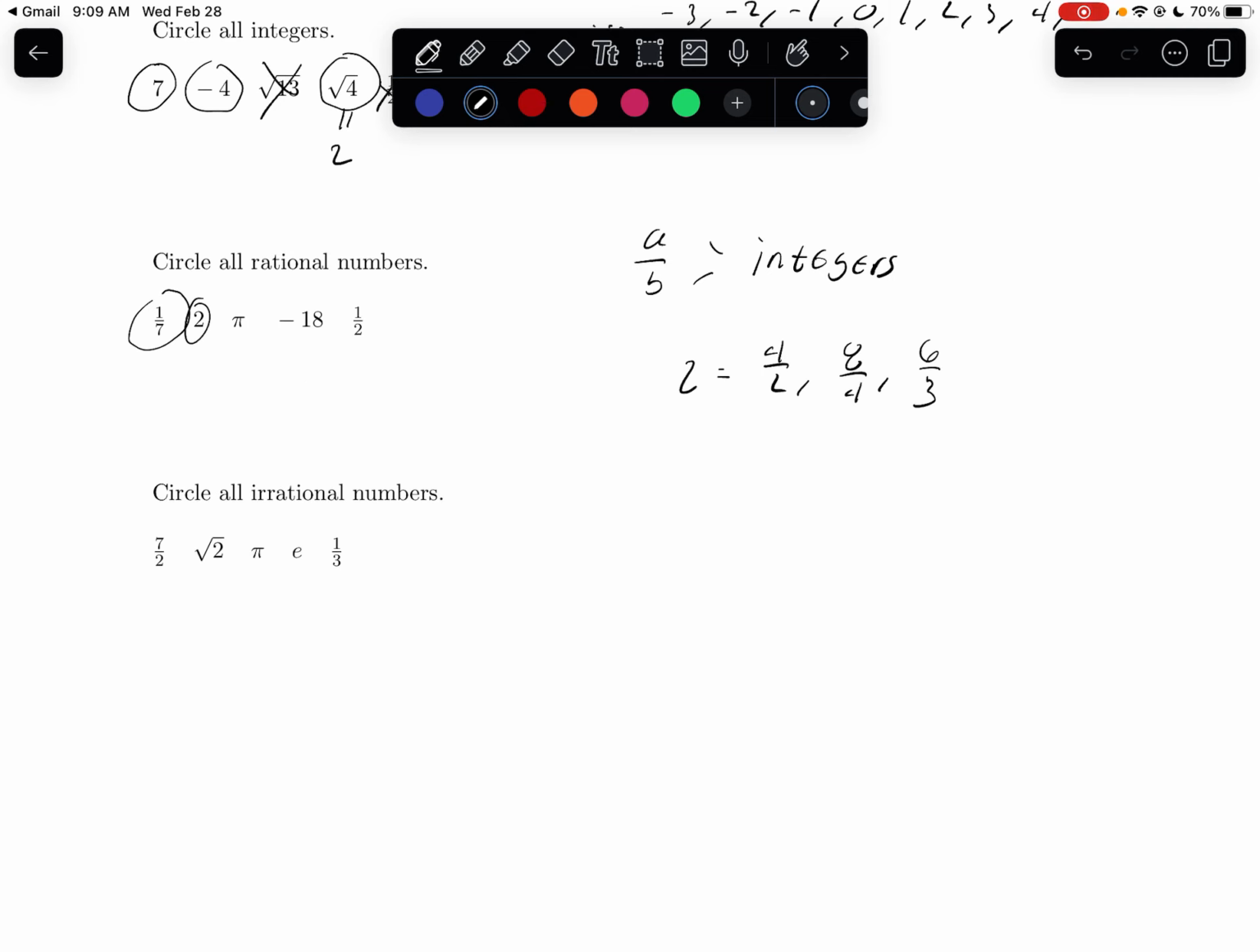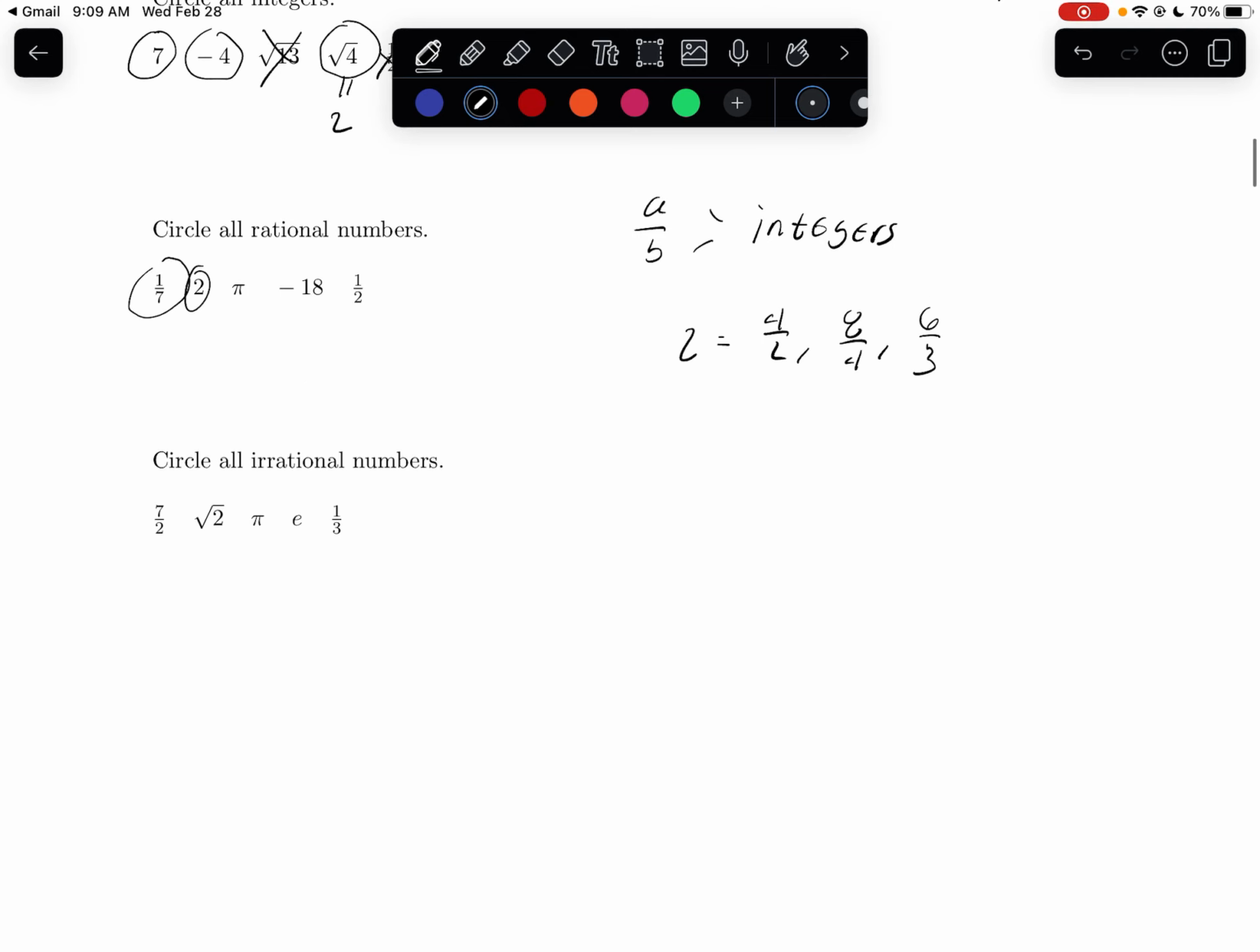Now pi is not a rational number because one of the key aspects of pi is that you can't express it as a fraction. So we're not going to include pi. And as I said before, the integers are a subset of the rational numbers. So negative 18 would be included, as would 1/2, because it is written as a fraction.